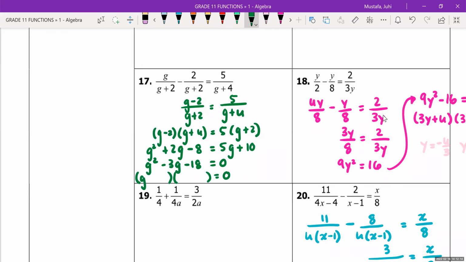Okay, so it's going to be g and g, minus 6 and positive 3. So our final answer is just going to be g is equal to 6 and g is equal to negative 3.